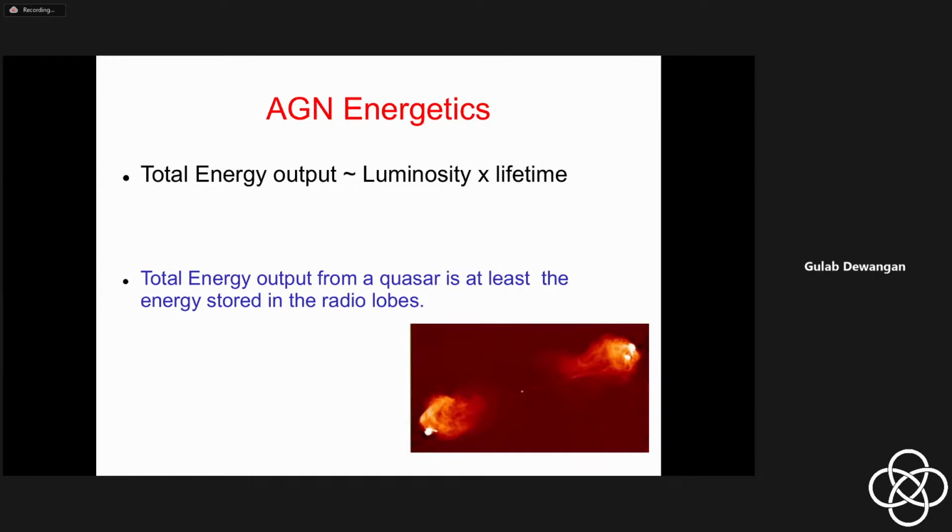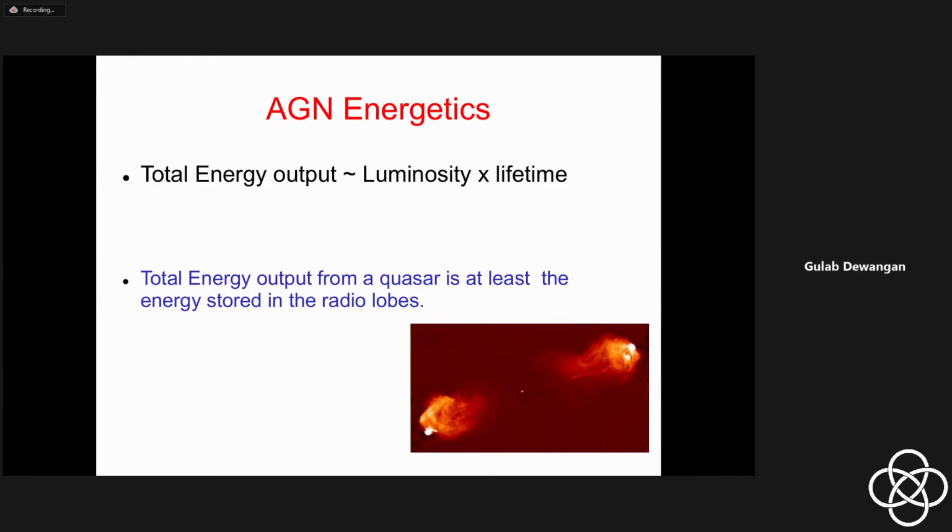Lifetime, we are not sure about the lifetime, but we know that roughly one galaxy out of 100 galaxies actually hosts an AGN. And given the age of the universe, we can say that the lifetime of these AGNs is about 10 to the power 8 years. So you multiply 10 to the power 8 years by the luminosity, you will get the total power, the total energy output is about 10 to the power 61 ergs in these AGNs.